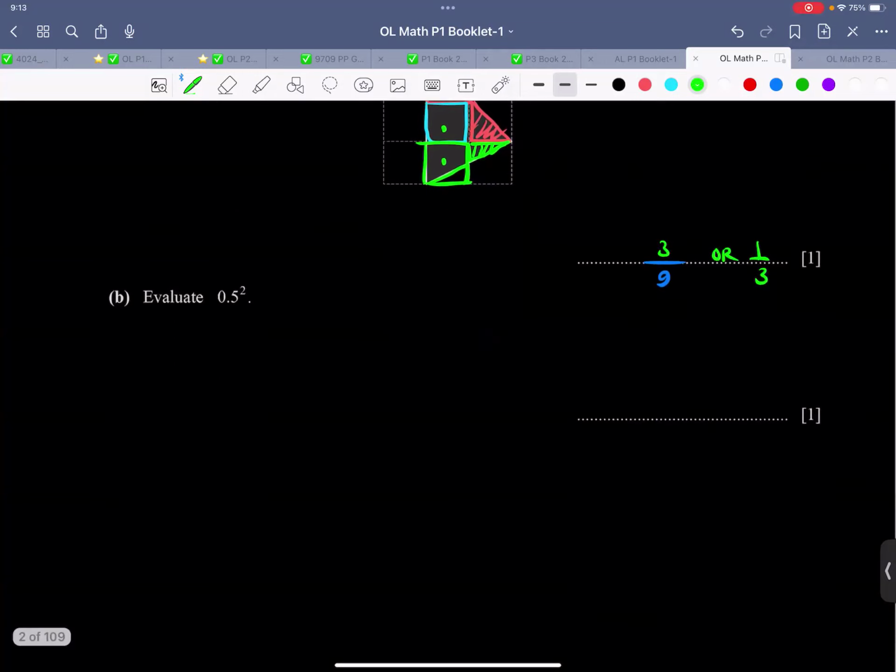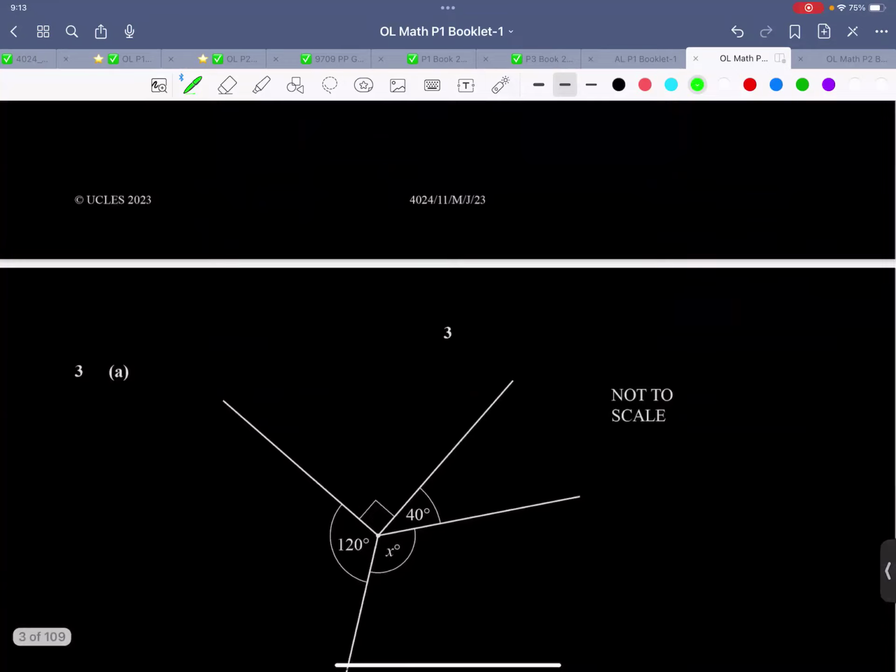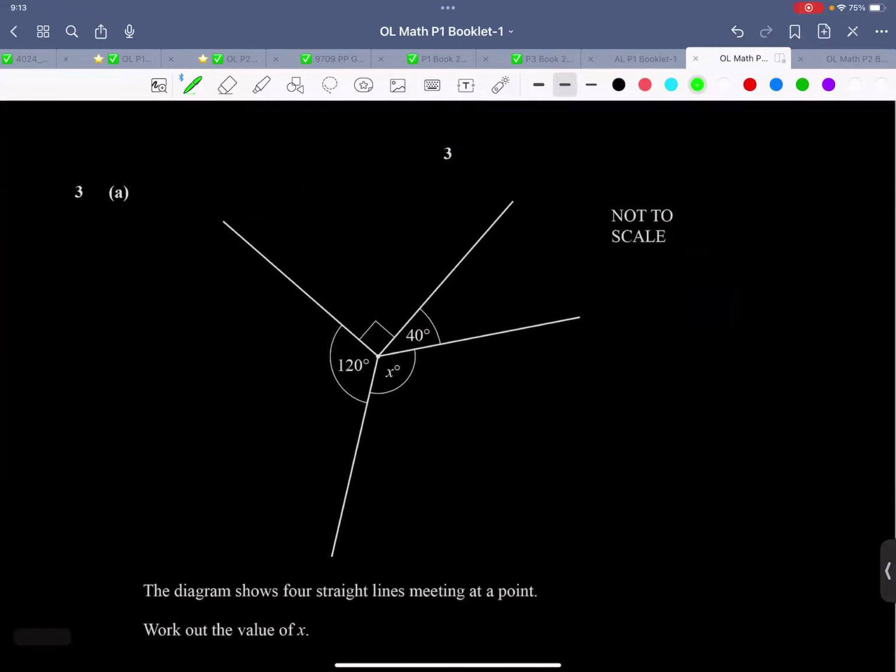Evaluate 0.5 squared. So 0.5 into 0.5, that is 5 over 10 into 5 over 10. That is 25 over 100. In decimals, that is 0.25. Let's move on. Question number 3.